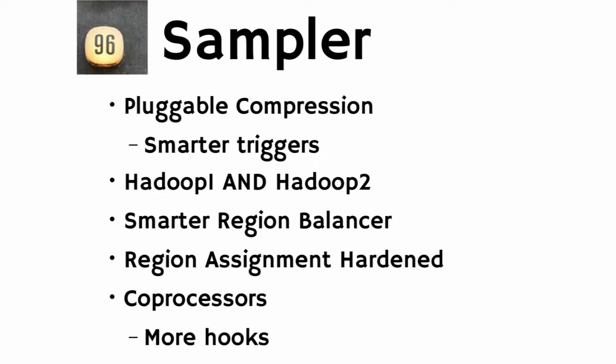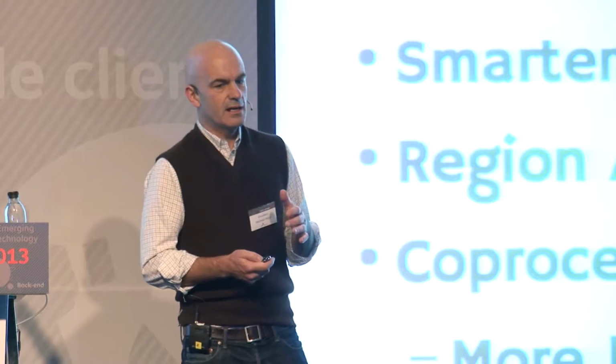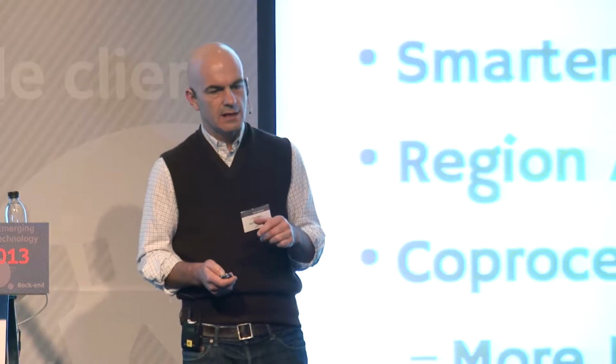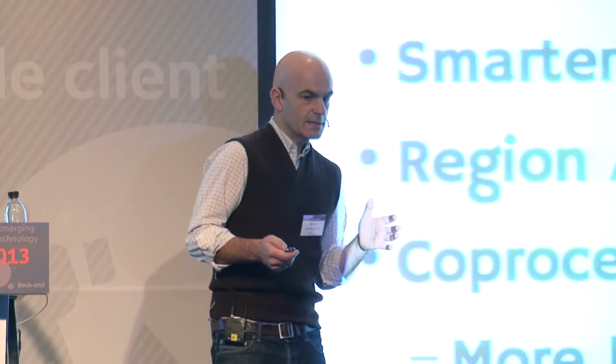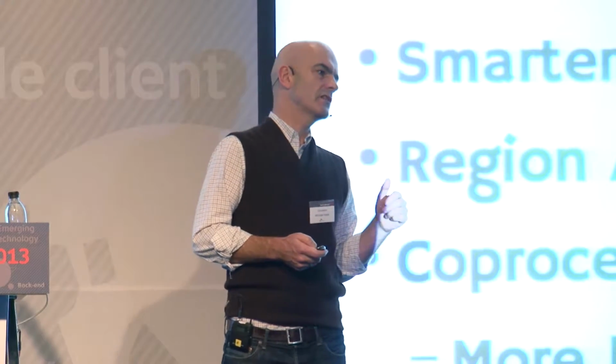Just a sampling of the issues that were fixed. Our compaction stuff was redone. That should be pluggable compaction, not pluggable compression. When it gets triggered has been improved. We run on Hadoop 1 and Hadoop 2, with smarter balancing of our regions. Region assignments are hardened. You can influence the behavior of the server in more ways; there are more hooks exposed.